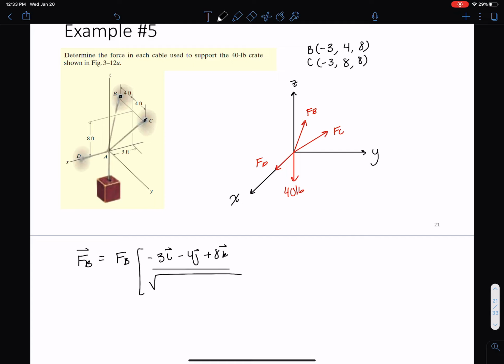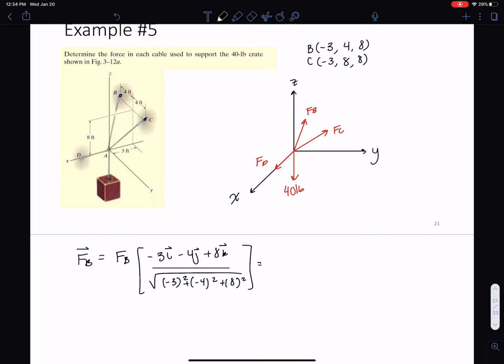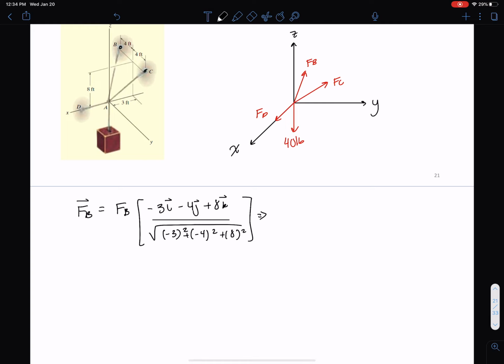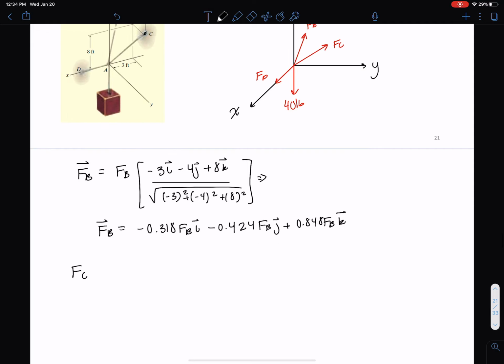And then I'm going to divide that by the magnitude of that vector. So I'm using the same concept here that I did for Cartesian vector coordinate systems to define what FB as a vector would be. I'm just multiplying all of this out. FB and the K. And now I'm going to do the same thing for point C. So, or vector C. So I can say vector C is equal to the magnitude multiplied now by here.